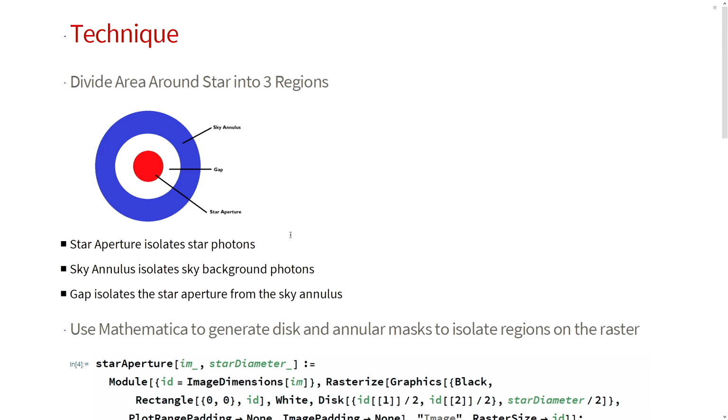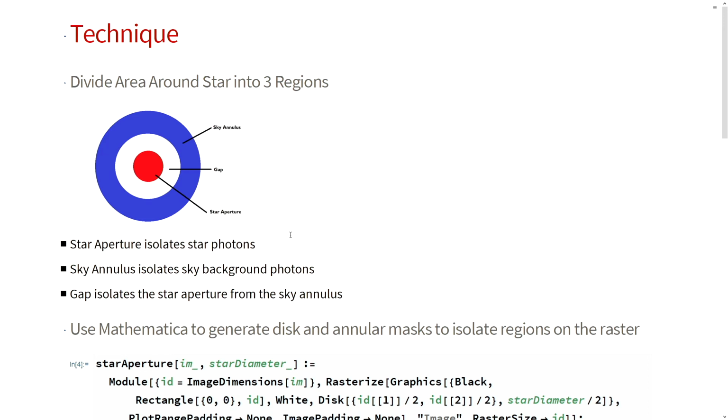To separate the two, we have a gap, and we can adjust the size of each one of these. Obviously, we need to adjust the size of the star aperture so the star is entirely in it, and get a reasonable measure for the sky annulus so it doesn't cover up other stars. So the star aperture gives us the photons coming from the star, the sky annulus gets us the sky brightness, and the gap just separates the two.